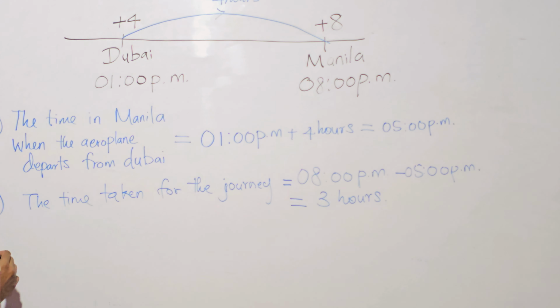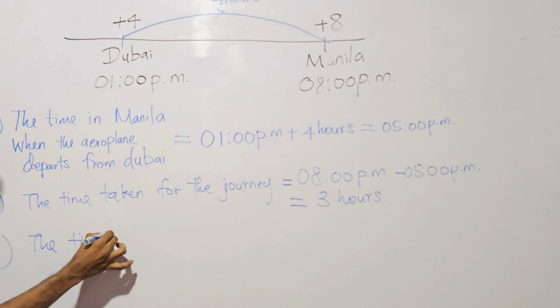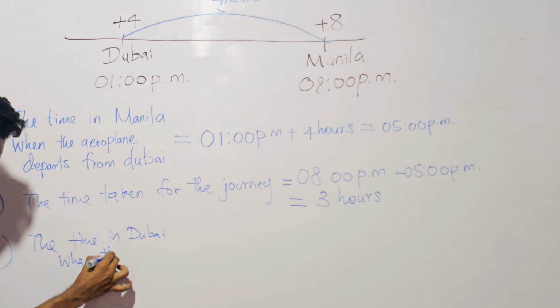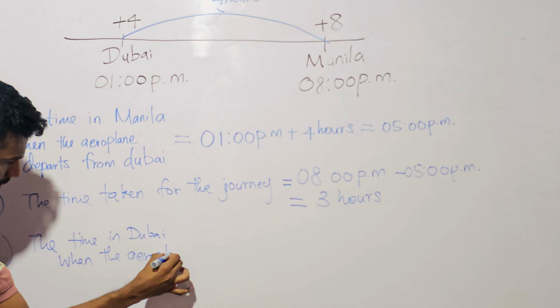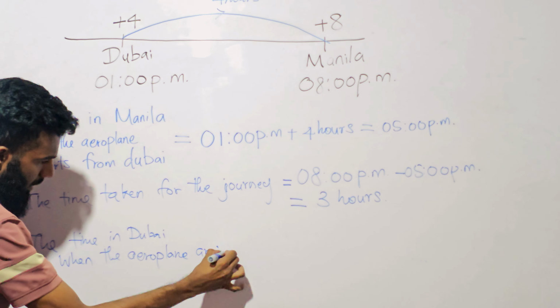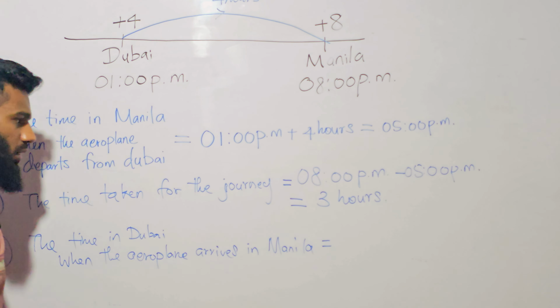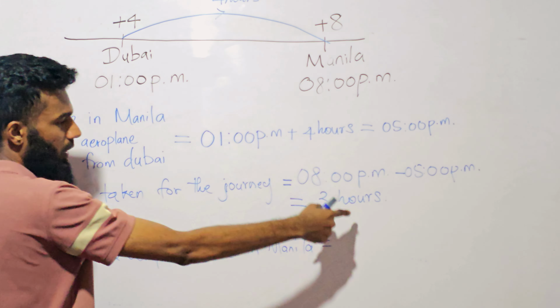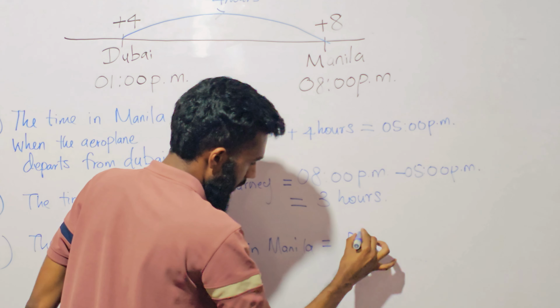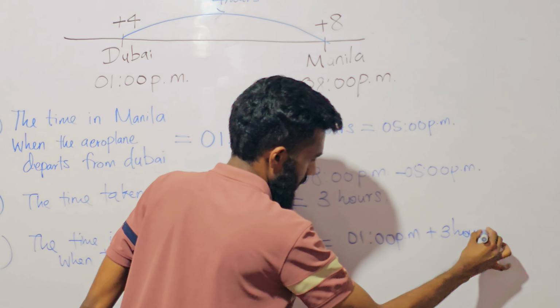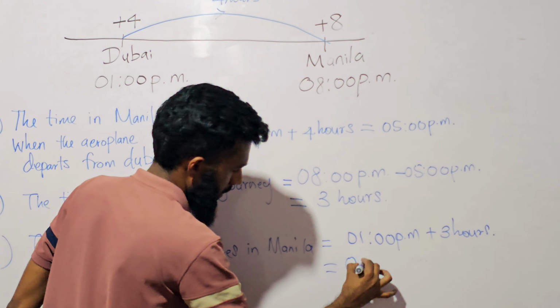So third question, I can write the answer like this. I'm going to write the time in Dubai when the aeroplane arrives in Manila. What should I do? I'm going to add 1 p.m. with 3 hours. Okay, 1 p.m. with 3 hours. So the answer, 4 p.m.